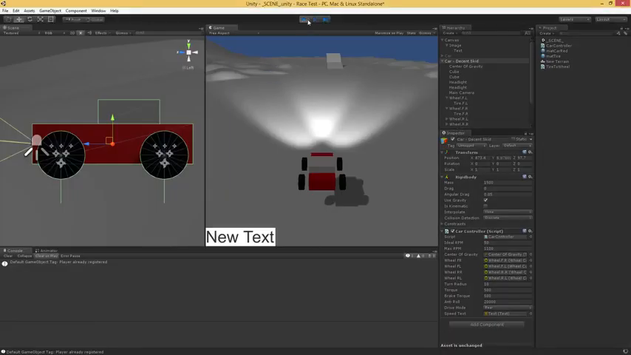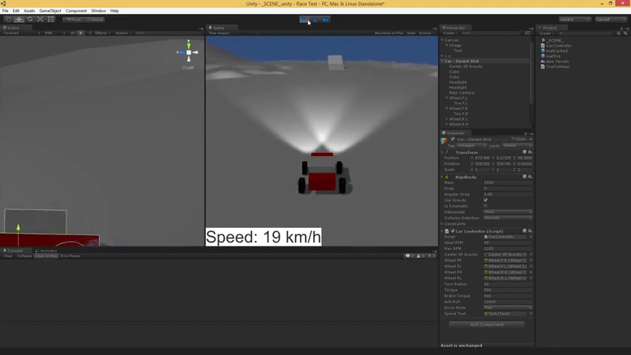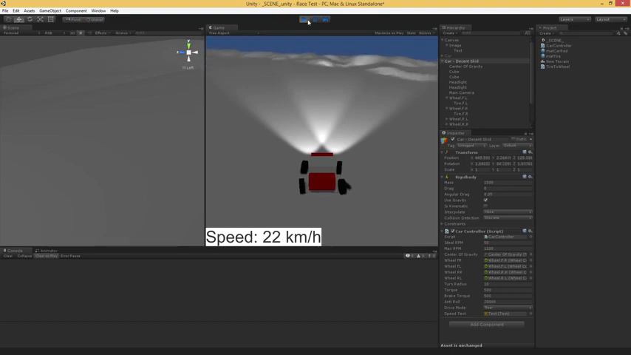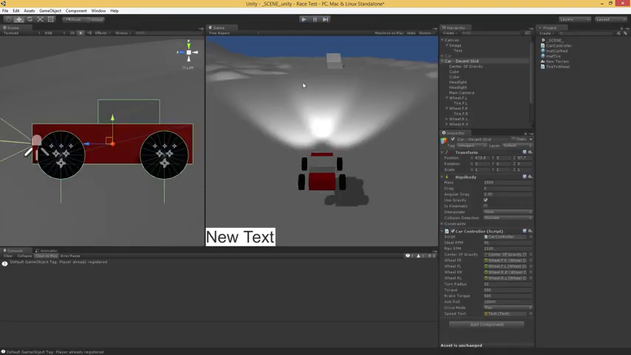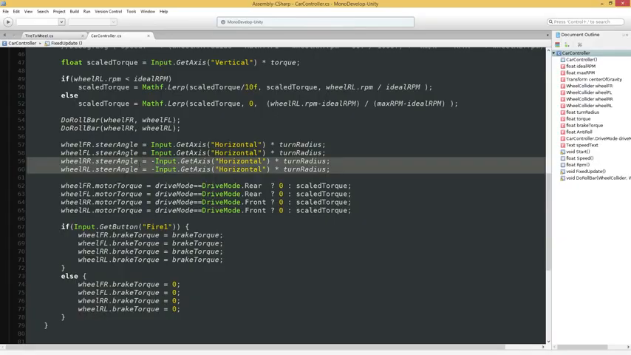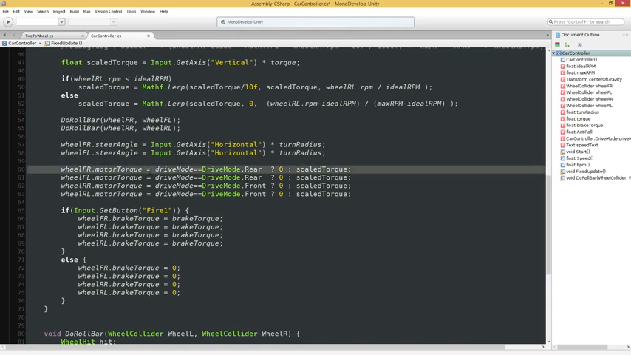Actually, that'd be kind of cool. Now if I turn, you can see all 4 wheels kind of turn, and you can do probably much tighter turns, depending on the kind of car you're trying to make, but we're not trying to make that kind of car. Here we apply the motor torque, like our scaled torque, we apply it to a wheel motor.